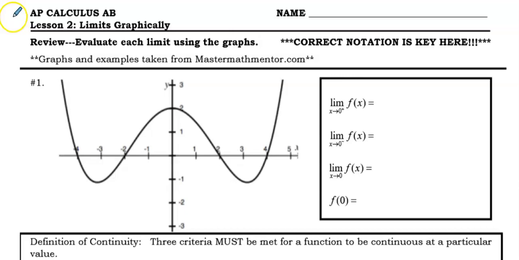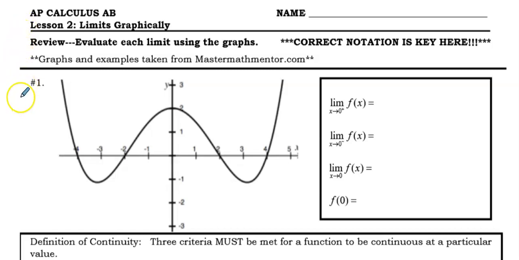This lesson is on limits graphically. The first lesson we talked about was limits to infinity and negative infinity. In this particular lesson, we're going to look at graphs and take limits on the left and right hand side. We're going to figure out if the overall limit exists, where something's defined, and then ultimately we're going to discuss if something is continuous at a particular value.